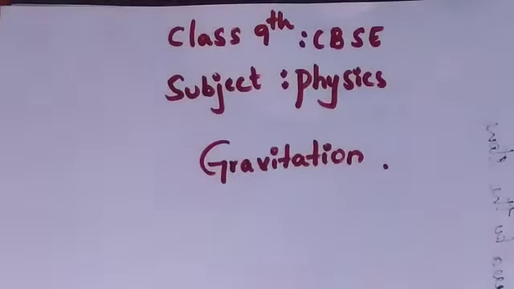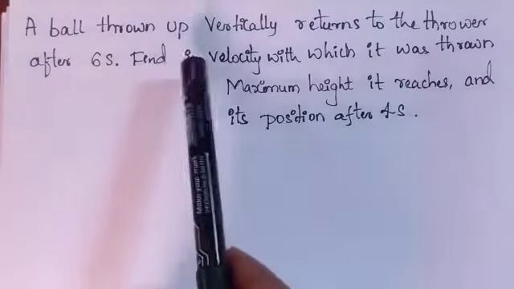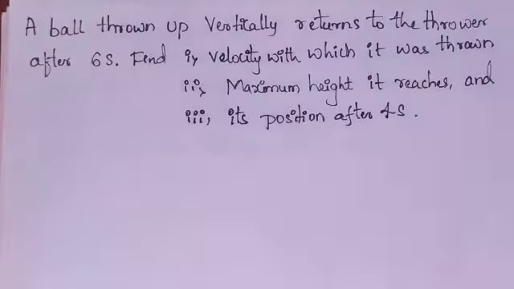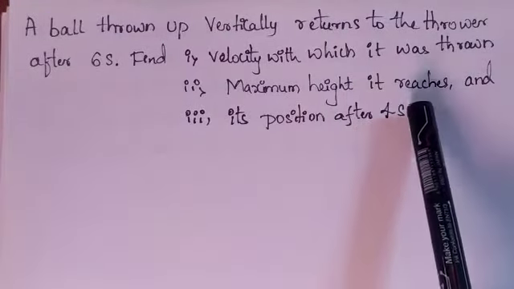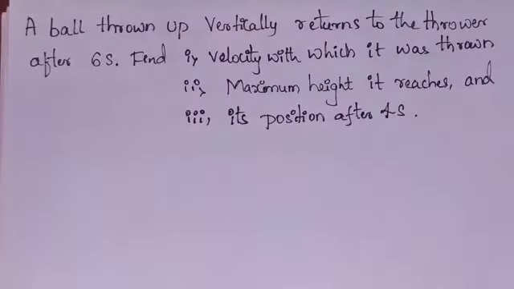Hello students. So today under the gravitation chapter, previously we discussed some of the problems, and today we are going to continue. The first one is: a ball is thrown vertically and returns to the thrower after 6 seconds. Find the velocity with which it was thrown, the maximum height it reaches, and also its position after 4 seconds.